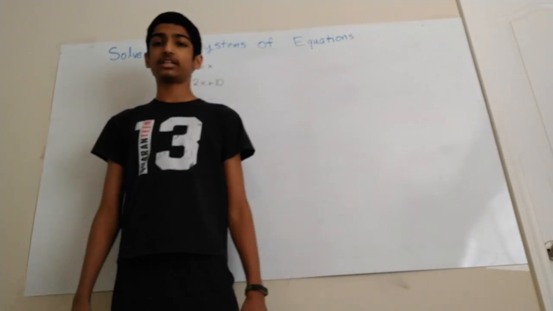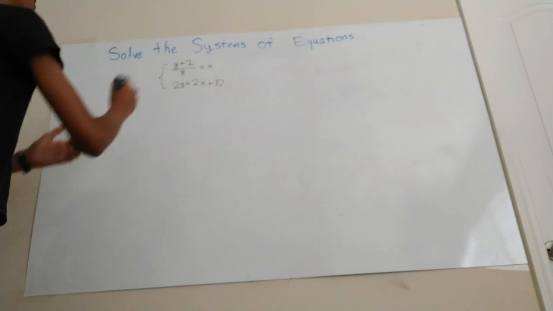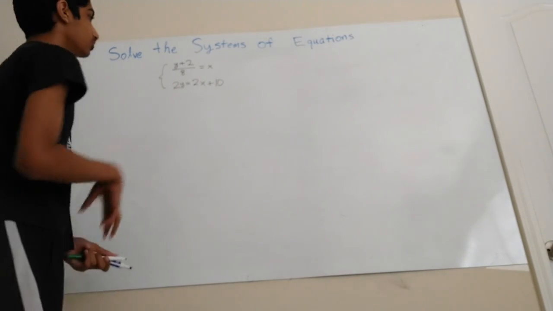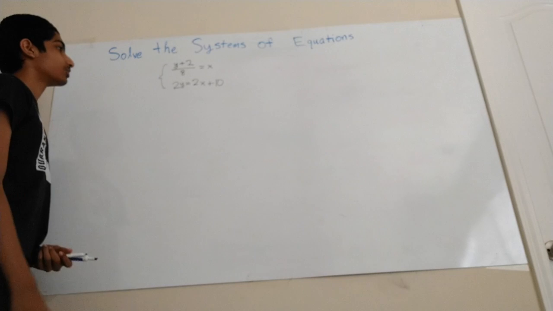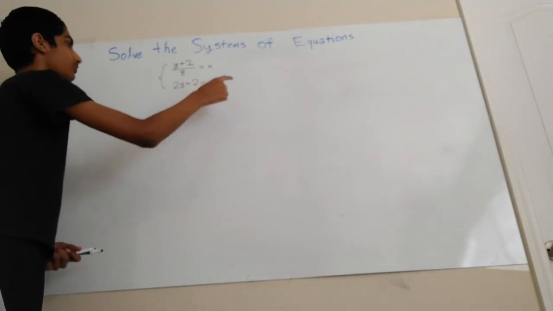Today we have a topic suggested by Potato Bird. Basically it says to solve systems of equations. So today we have a system of equations: (y + 2)/8 = x, and 2y = 2x + 10.